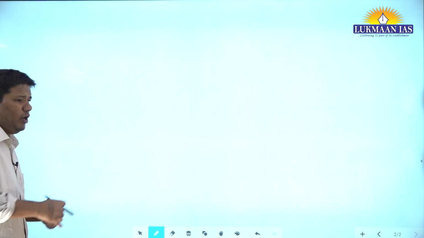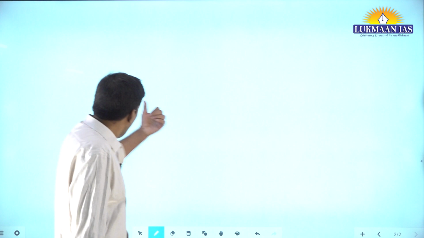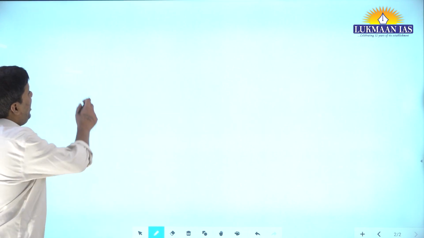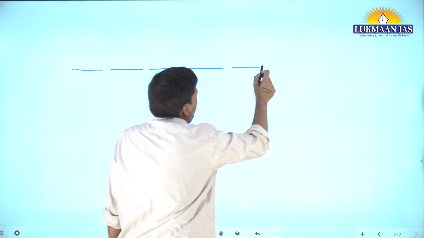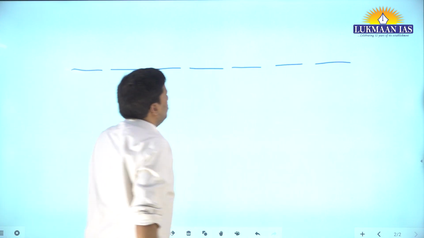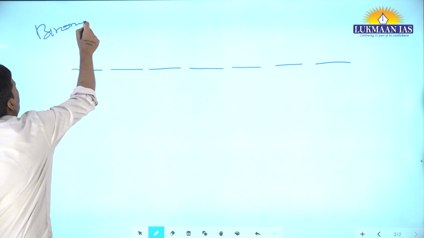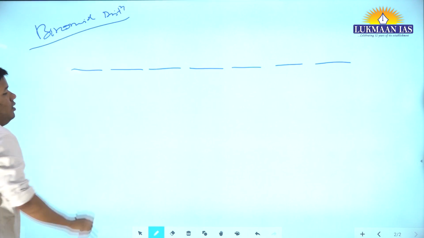See how you define a binomial distribution. When you conduct the Bernoulli experiment, and what is a Bernoulli experiment? We saw, just tossing a coin n times. When you conduct a Bernoulli experiment n times, it is called a binomial distribution. That is binomial distribution. This is very, very important for UPSC.